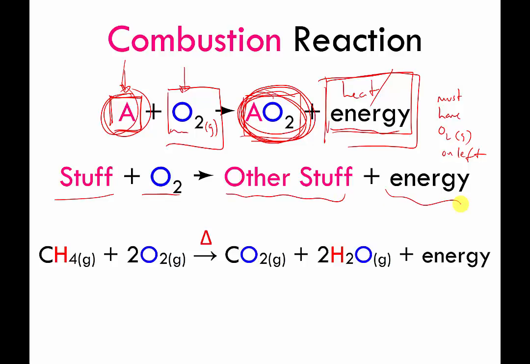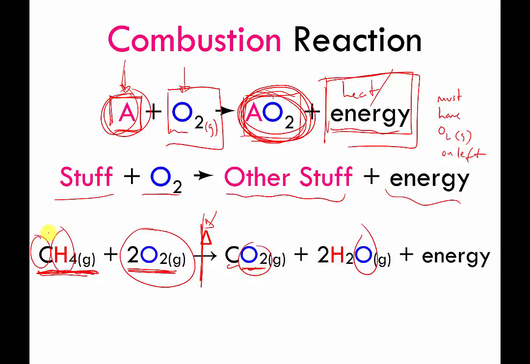Here is an example of a combustion reaction. You don't need to know what this is called yet. You'll know later in the course. But this is called methane. We have O2 gas on the left side of the arrow. Here it is. Apparently we need to heat them up. Some of the O's end up with this carbon. Some of the O's end up with those H's. And we also release some energy. So this is an example of a combustion reaction. We've got O2 on the left. We've got heat or energy on the right side of the arrow. That's what you should be looking for.